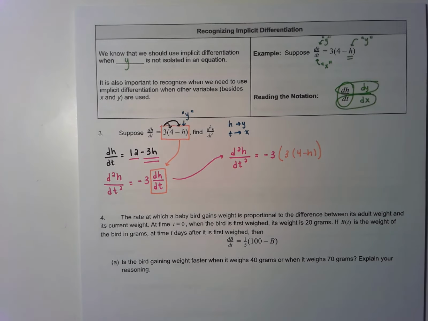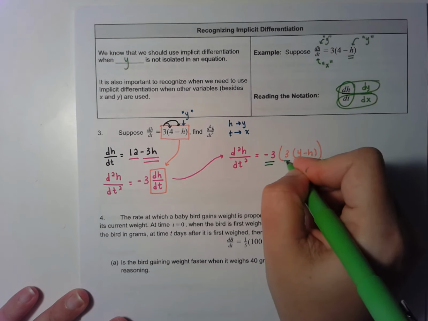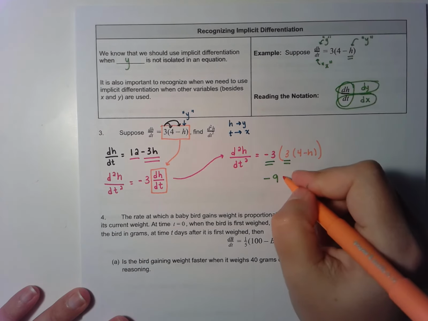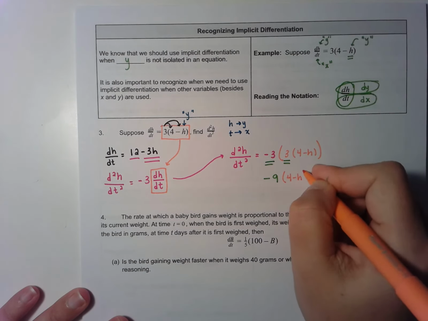Now you can simplify this lots of different ways. You could leave the answer like this. What I usually do is I multiply the negative 3 and the 3 together and I just get negative 9. And then I would just leave the parentheses 4 minus h.